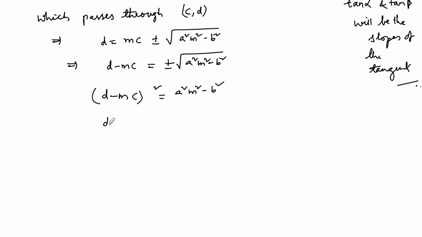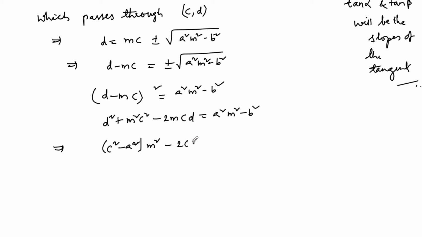Let us simplify it. d² + m²c² − 2mcd = a²m² − b², or this can also be written as (c² − a²)m² − 2cd·m + (d² − b²) = 0, which is in the form of a quadratic equation ax² + bx + c = 0.